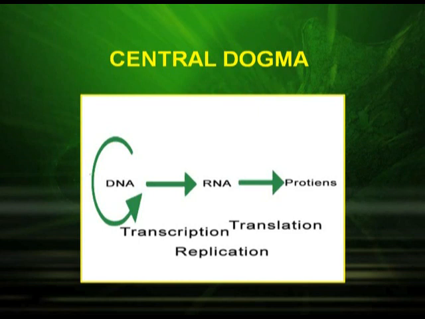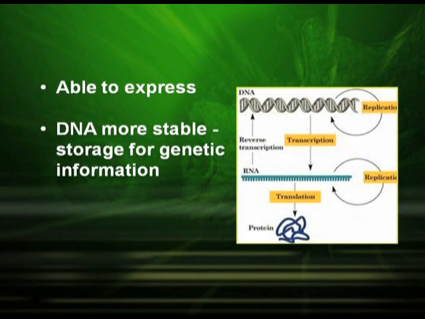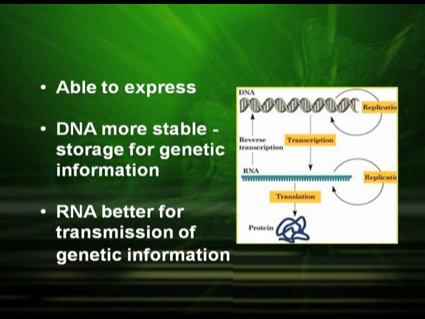The next important property of the genetic material is that it is able to express. Let us go back to the central dogma where we find that DNA forms RNA and RNA forms protein. That means the messages coded in the DNA are transcribed into RNA and the RNA messages are translated into protein. Now, since we know that DNA is more stable, it is preferred for the storage of genetic information. On the other hand, RNA is better for transmission of genetic information.